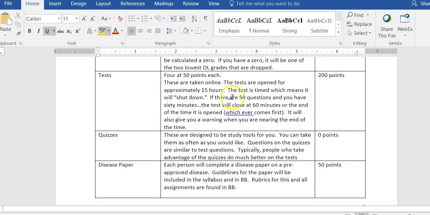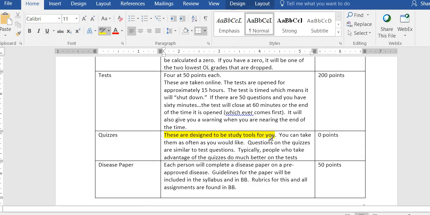In order to help you study for your test, there are quizzes that are used. The quizzes that are in Blackboard, you can take as many times as you want. Your goal should be to get an A on the quiz. When you get an A on the quiz consistently, it means you know the material and you'll do well on the test. The test questions are not identical to the quiz questions, but they are very similar. And those people who take the quizzes tend to do better.